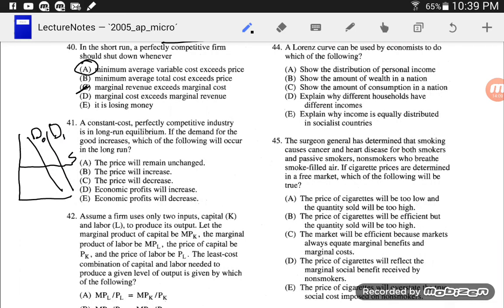I'm going to think the price will actually remain unchanged, because it's constant cost and we're going to produce until where supply equals demand, and that's going to be at that same price. And it is a perfectly competitive industry. I think that's important.